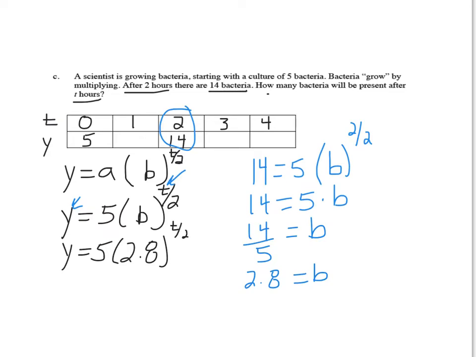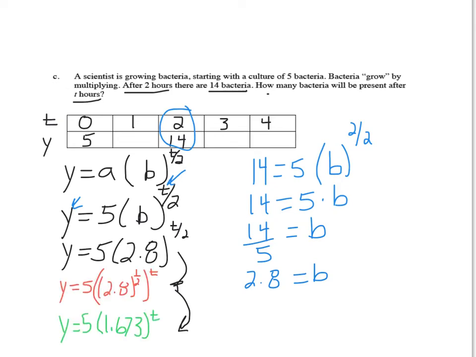Now what I want you to do is pause this and write this equation in two equivalent forms, and then come back and check your work. Okay, welcome back. Here are two equivalent equations. Again, you've got this power to a power taking place, so you could write this as 2.8 to the 1/2, then raised to the t. If you take 2.8 to the 1/2, you're going to get 1.673. So 5 times 1.673 raised to the t would be another equation.